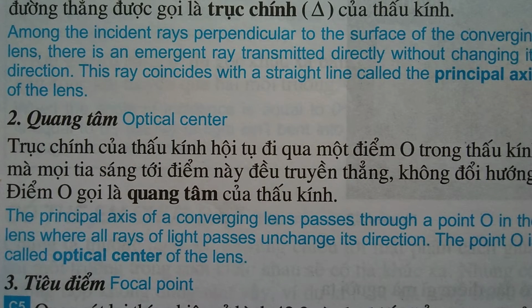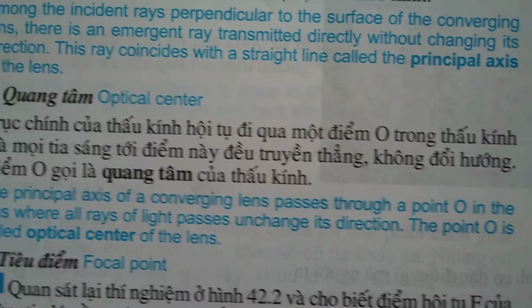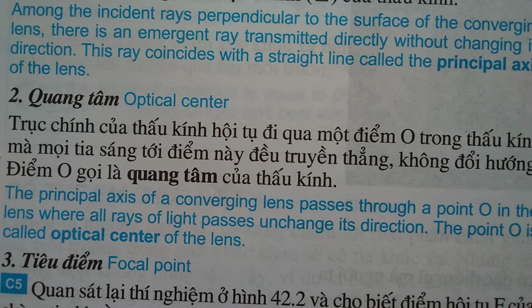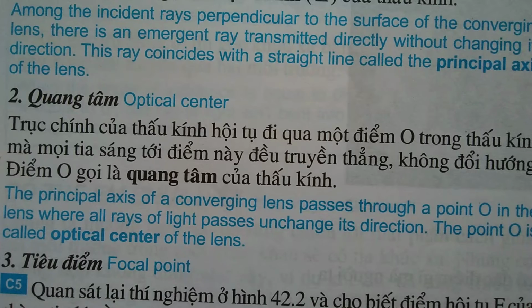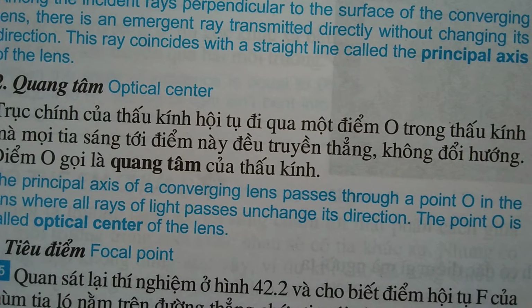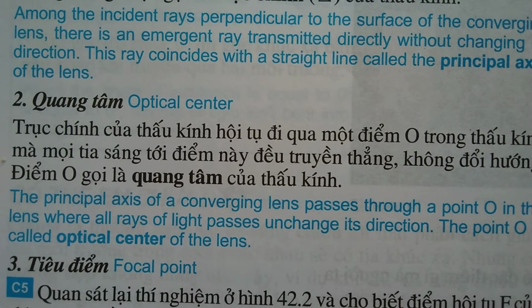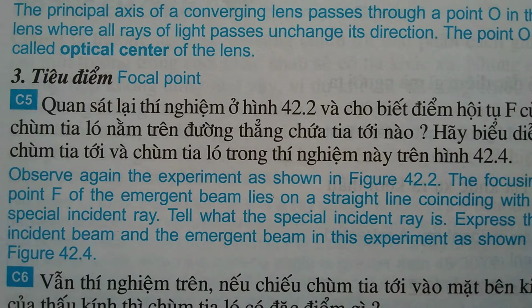The principal axis of a convergent lens passes through a point O in the lens where all rays of light pass unchanged in direction. The point O is called the optical center of the lens.